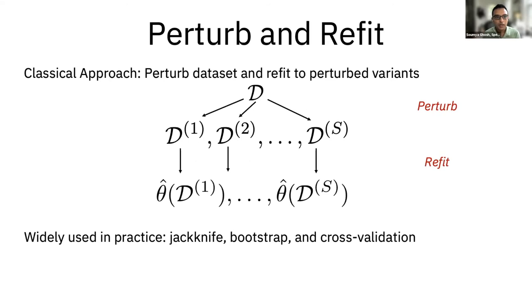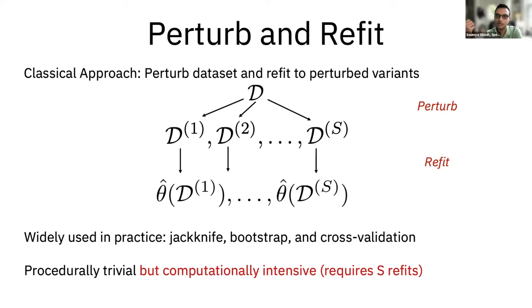Okay, so this perturb and refit approach is widely used in practice, right? The jackknife, bootstrap, and variants of cross-validation can all be thought of as instances of this approach, where you're just changing the way you resample the data sets, the way you create the data sets D^1 through D^S. And as long as we know how to fit our model to one data set, this is procedurally trivial, right? I just have to fit this to my S different data sets.